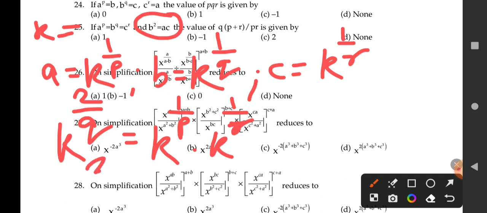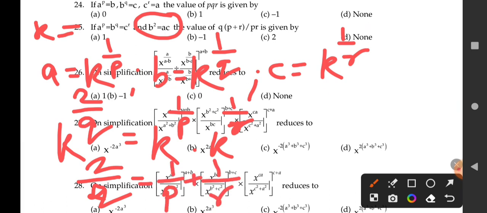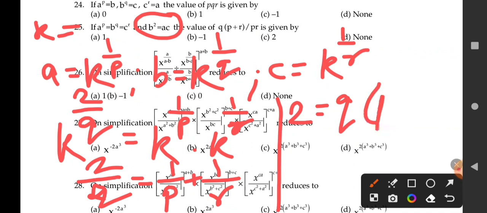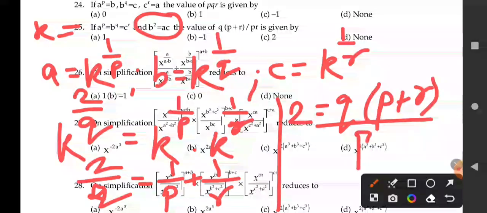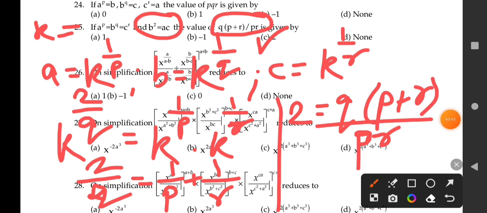Equate the powers. We have 2 divided by q is equal to 1 by p plus 1 divided by r. Simplify, we get 2 is equal to q into p plus r, divided by p into r, and this is what is asked in the equation. So option number C. We will continue the next question in the next video.